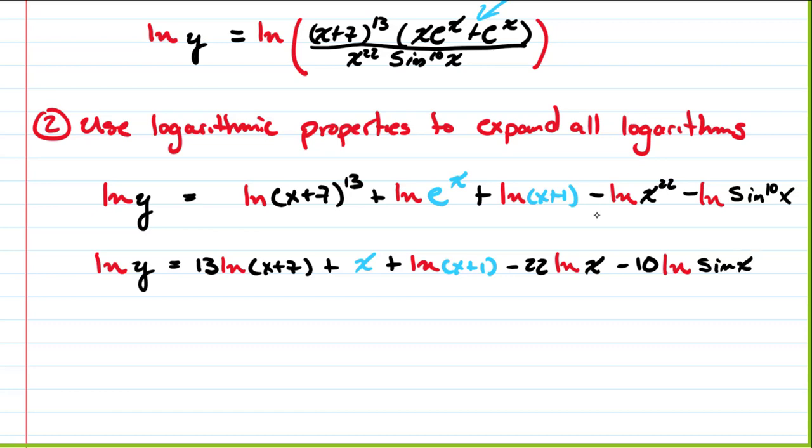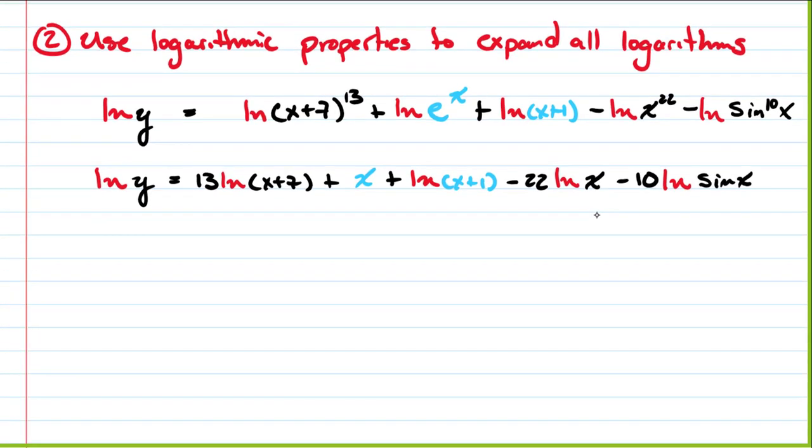So now we've fully expanded all of our logarithms, and we're ready for step 3. And step 3 is going to be implicit differentiation, because we don't just have y on one side anymore. What do we have on the left-hand side? ln y. So we're going to use implicit differentiation.